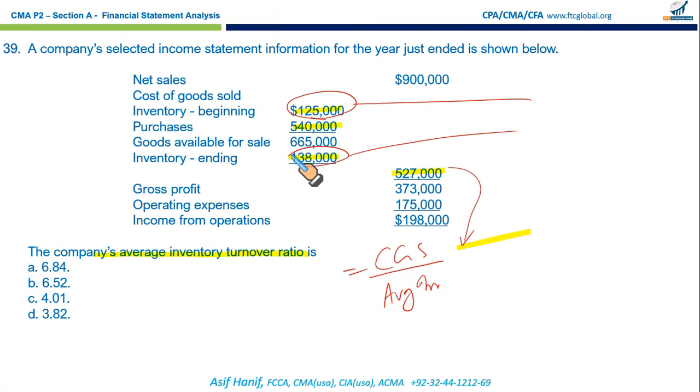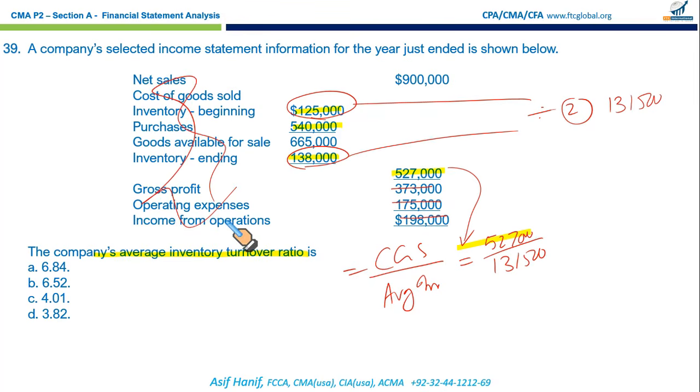125 is the opening stock, 138 is the closing. Opening plus closing upon 2 gives me a total of 131,500. Finished. See, I've saved a lot of time for myself. CGS is $527,000. Average inventory figure is 131,500. I wasted no time in looking at GP and operating expenses. They are all time wasters. Look at the question-specific requirement, plug in the numbers, and there you go.